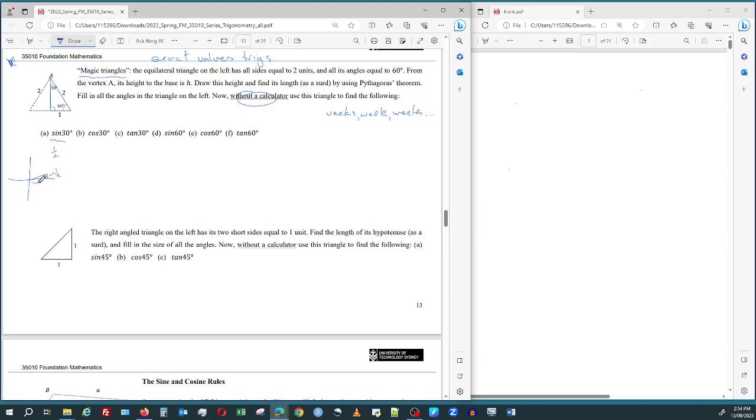What's the long side at 30 degrees? Root 3 on 2. Root 3 on 2, opposite, TOA. Opposite over adjacent. Half over root 3 on 2 is a half divided by root 3 on 2, which is a half times 2 on root 3. They're cancelling. 1 on root 3. That's tan 30. Sine 60. There's sine 60.